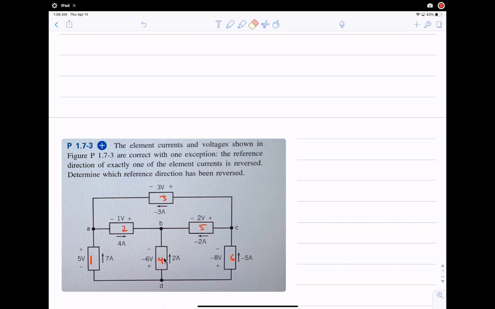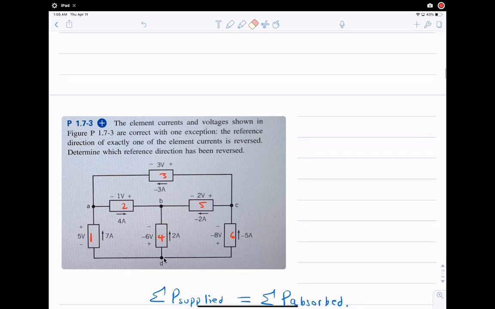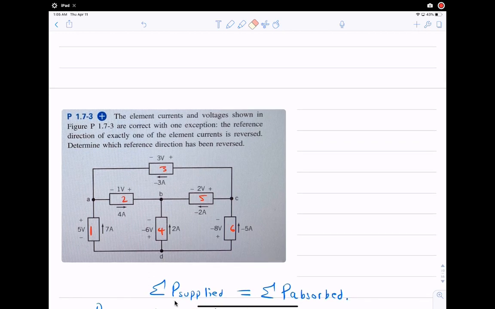Okay, so how am I gonna start? If you think about it, the concept here I'm applying is the power concept, right? Usually you start from the general formula, put it on the paper, and then think where to start. So here the summation of the power supplied equals the summation of the power absorbed. Now, saying so, I need to find for each element if it's absorbing power or if it's supplying power.